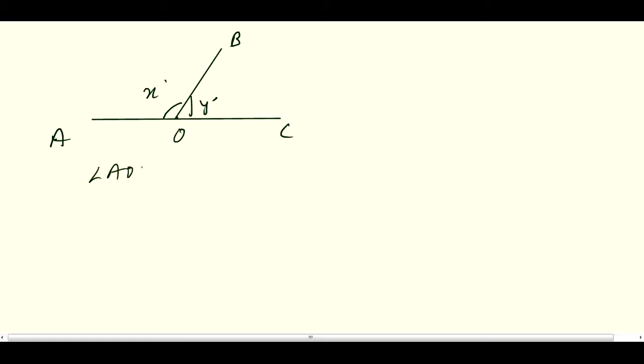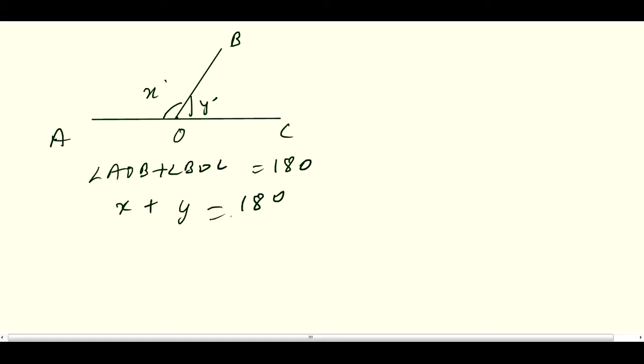Then the next question you can solve, in which you are having X and Y degree. So this is A, O, C, and this is B. This angle is X degree and this one is Y. So AOC is a straight line, a straight angle is here, and two angles are there, AOB plus BOC. These two will be equal to 180. Now the value of AOB is X and the value of BOC is Y, so X plus Y equals 180.